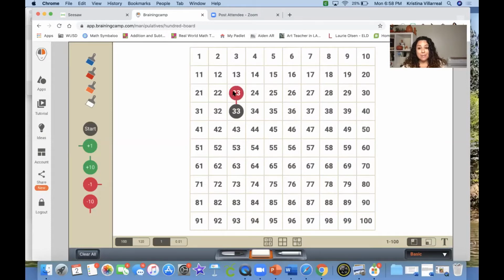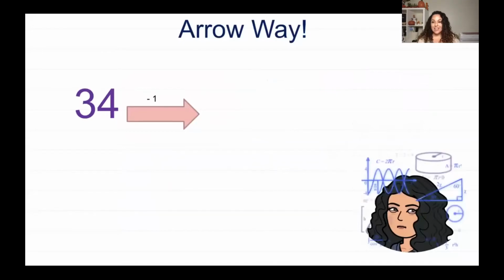I went up. So I went to 23. So let's go ahead and see what that looks like when we do the arrow way. Okay, so I'm back here. On the other page, I did the example with 33, but 34, it's the same thing. We're gonna go the opposite way. So 1 less than 34 is 33.